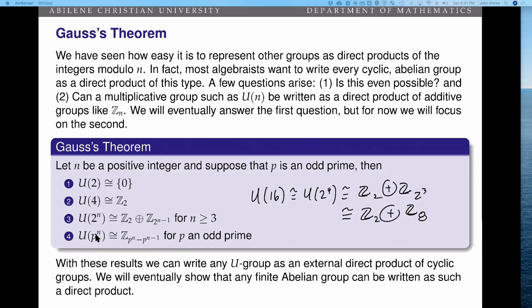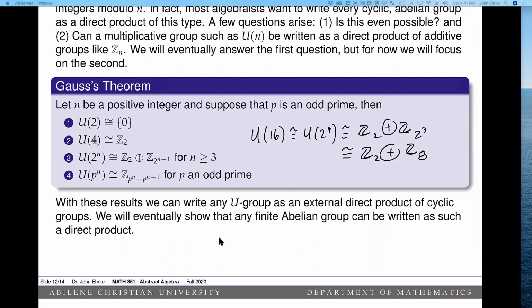And then finally, if you have any other repeated prime factor, then you can decompose it to the difference between p to the n and p to the n minus 1 for p being an odd prime. Okay? So with these results, we can write any U group as an external direct product of cyclic groups, meaning that we can show that any U group has some factorization in terms of cyclic groups.